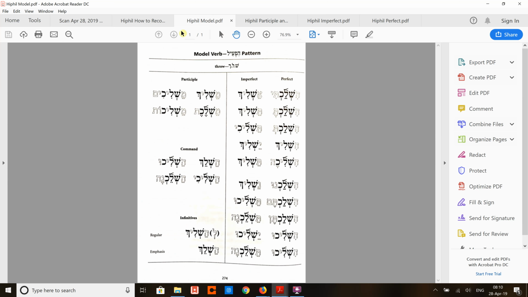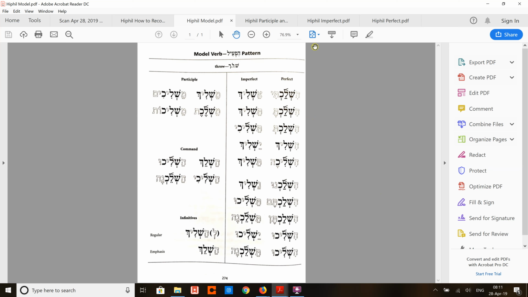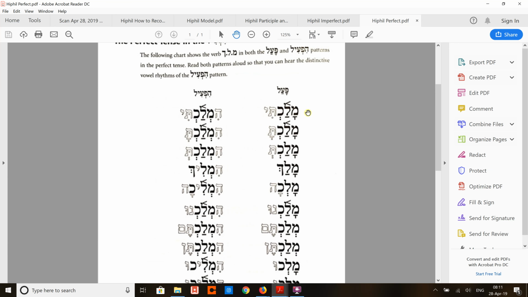Now, what they do in this chapter on the hif'il is they'll give us a model verb, and then they lay out the perfect, the imperfect, and the participle. They'll put the hif'il alongside what we already know in the pa'al, so that will be really helpful. So here's just the entire verbal system for shalach, the word for send, but in the hif'il. So let's begin to look at a couple things. Actually, instead of looking at this whole chart, let's start with the hif'il perfect.